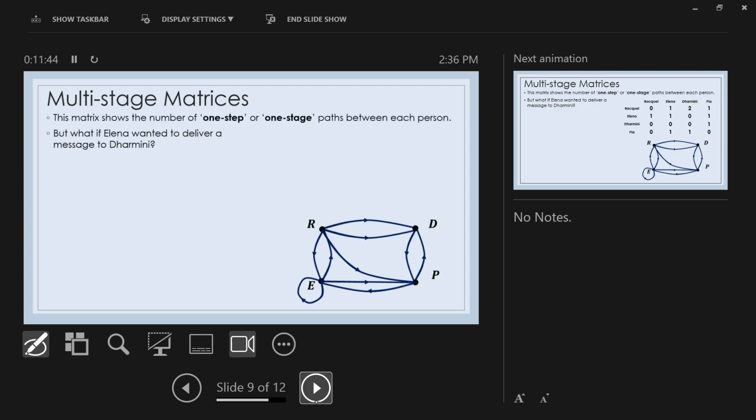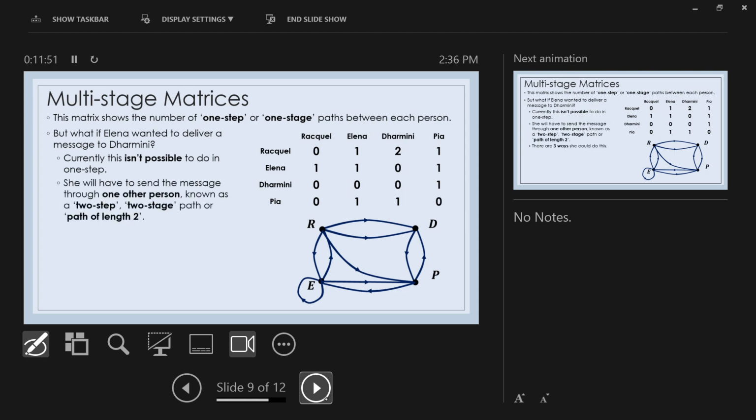So now within this 1-step, if it's not possible, we could then consider a 2-step equation. In other words, we've got a path of 2. Now, path is a definition we'll get to a little bit later on. If you wanted to deliver a message, we could say that Raquel wanted to deliver a message through to Pia through Darmini. So she will go to Darmini first and then she will go down to Pia.